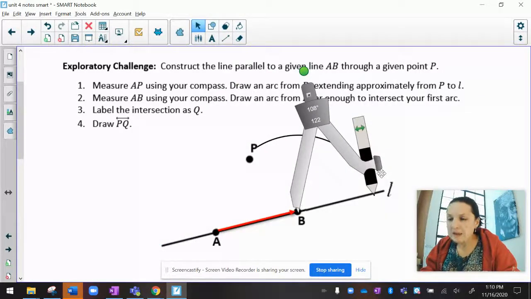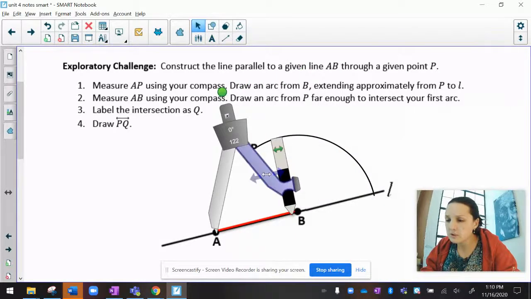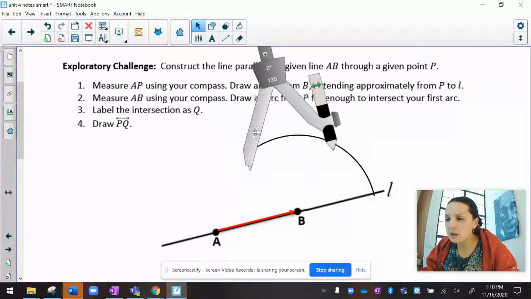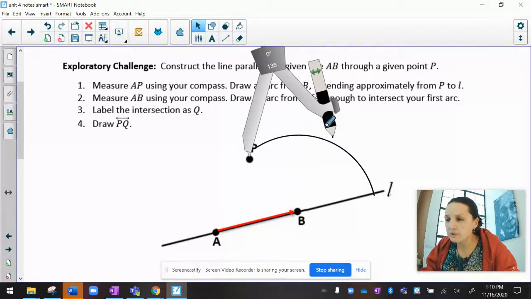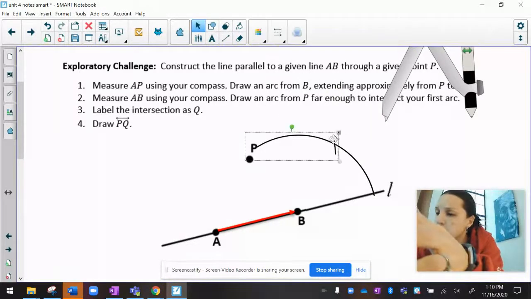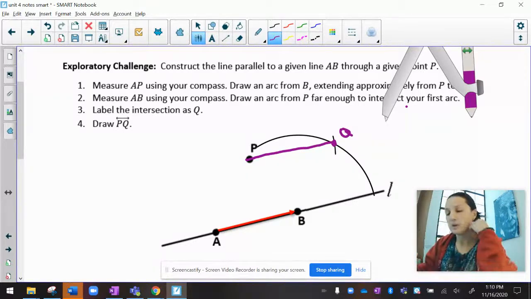Fine. Now it says measure AB using your compass. Okay. And then draw an arc from P that'll intersect your first arc. Label that intersection as Q. And draw PQ. And I've made a parallel. Okay, I can follow directions.